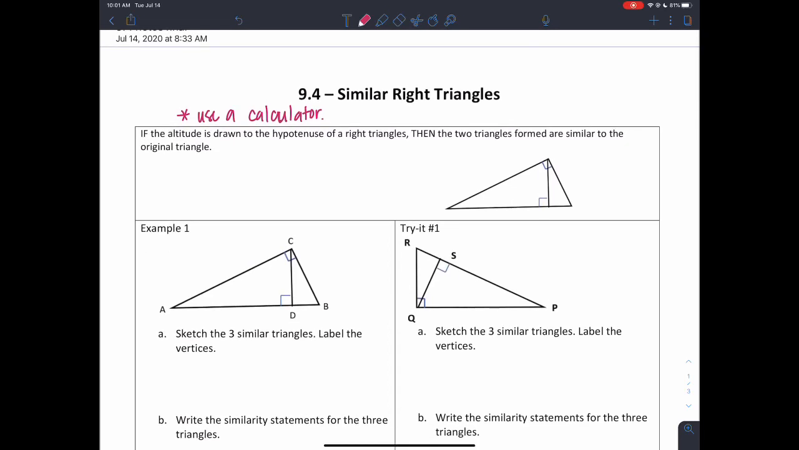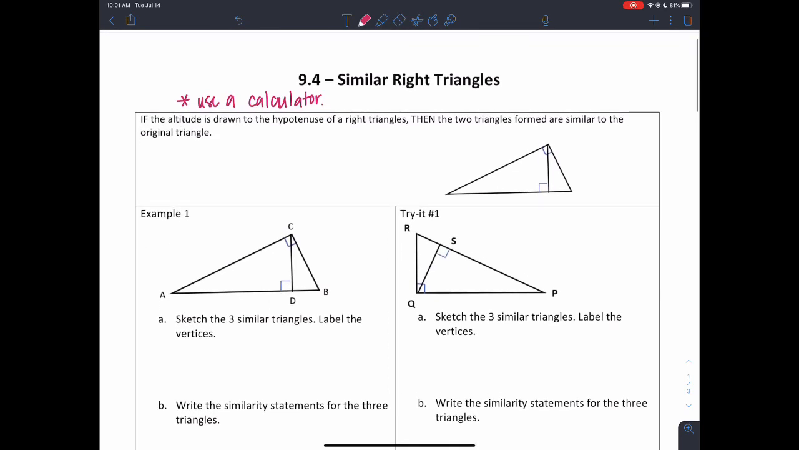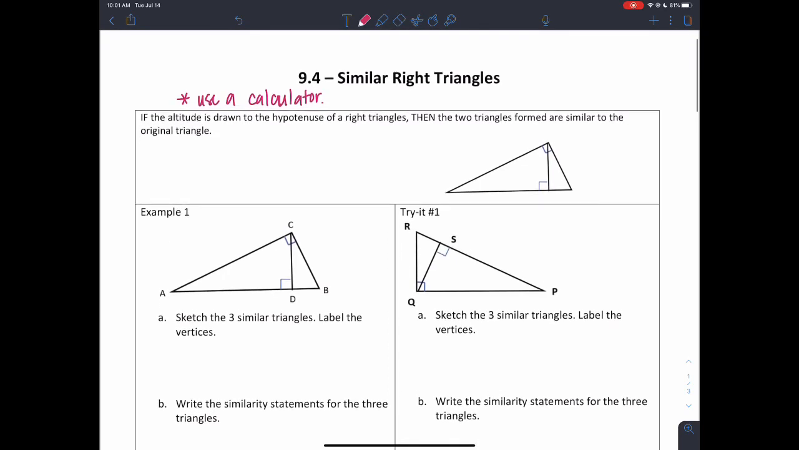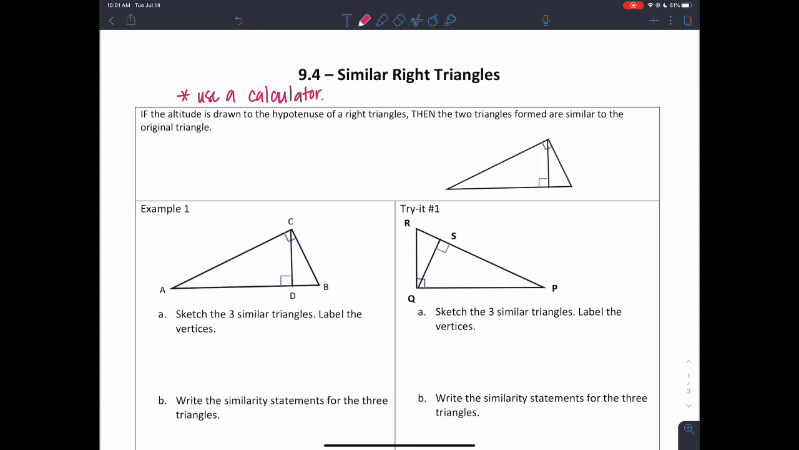Hello again, and welcome to this next lesson about similar right triangles, which is lesson 9.4. For this lesson, you are welcome to use a calculator to make any calculations. Now first, let's go over some vocabulary.